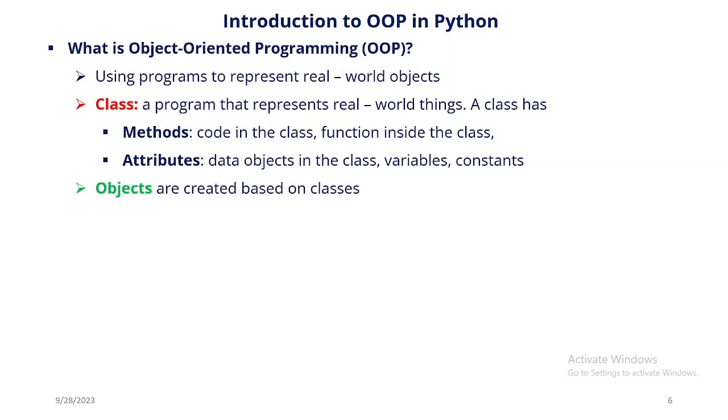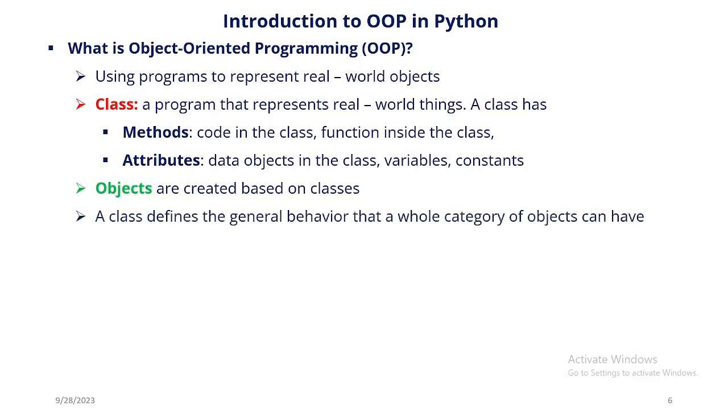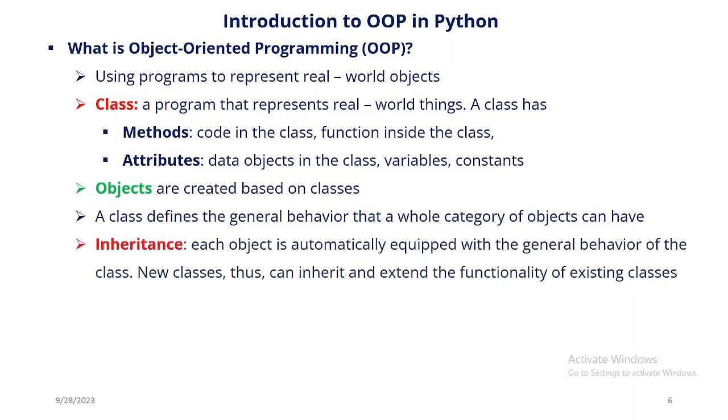So, when a class is created, you can create objects from the class. In fact, a class is an object. You can create many objects from a class once the class has been created. So we say objects are created based on classes. Like I was describing before, a class defines a general behavior that the whole category of objects can have. Another thing that is common with objects is inheritance. An object that is created from a class is automatically equipped with the general behavior of the class. So new classes can thus inherit and extend the functionality of existing classes.